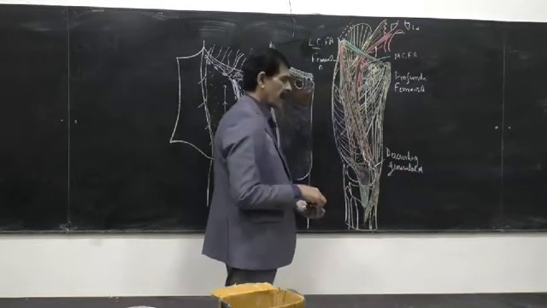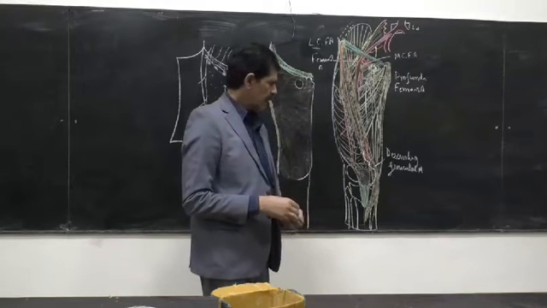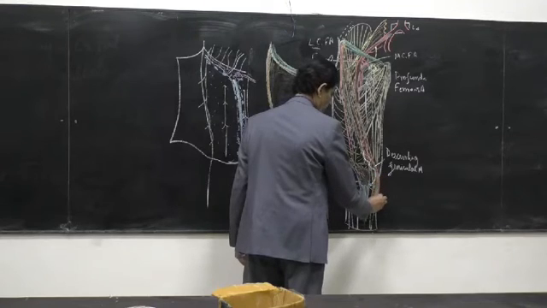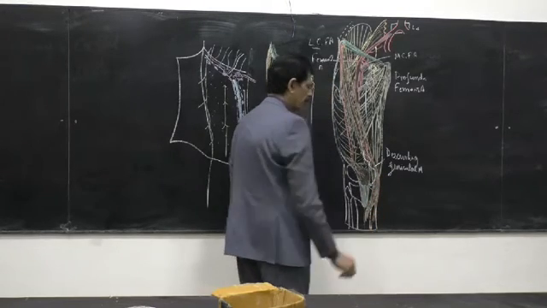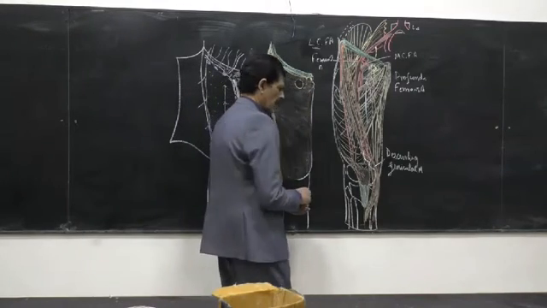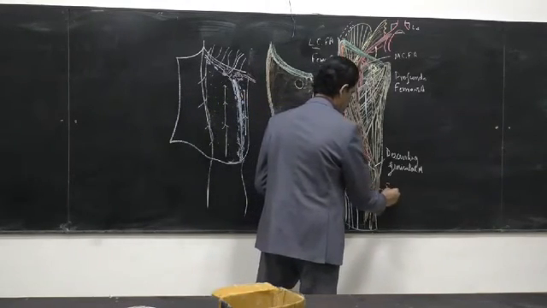And this descending genicular artery is continued and accompanied by the saphenous nerve down in the medial part of the thigh. So its branch accompanying the saphenous nerve is called the saphenous artery.